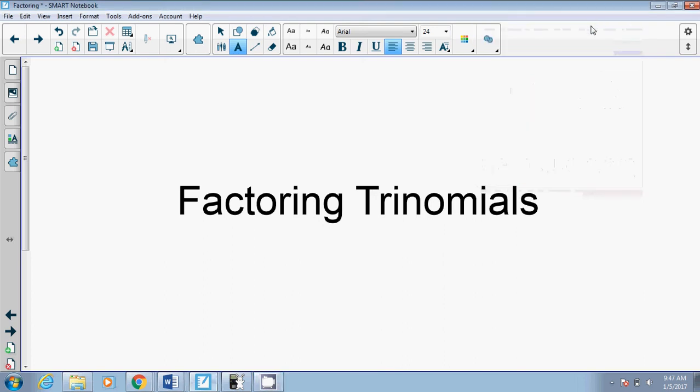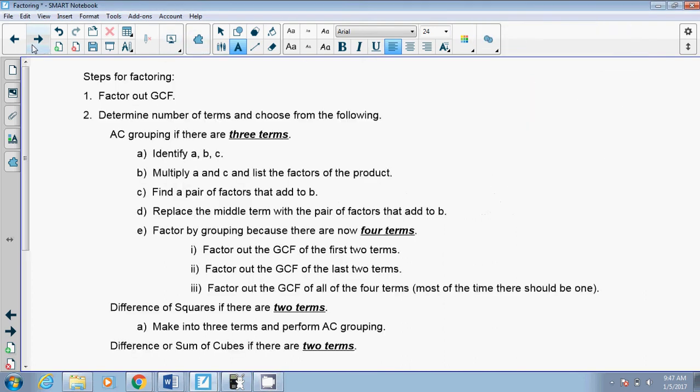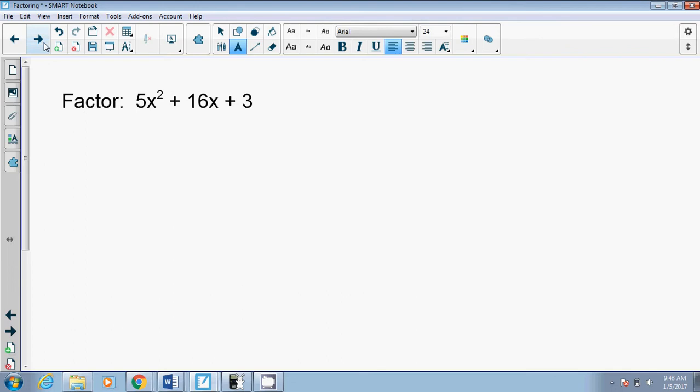So this video is over factoring trinomials. So again, we have our methods of how to factor. First thing, always pull out a greatest common factor first, then determine the number of terms and follow the according steps. All right, so we want to factor 5x squared plus 16x plus 3.